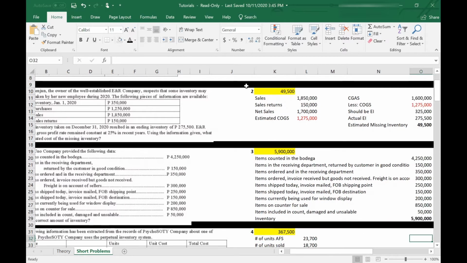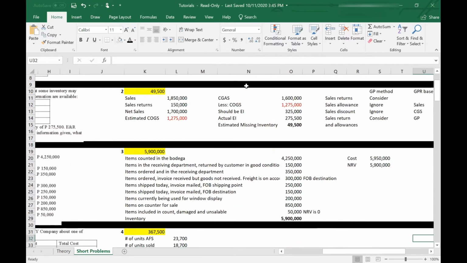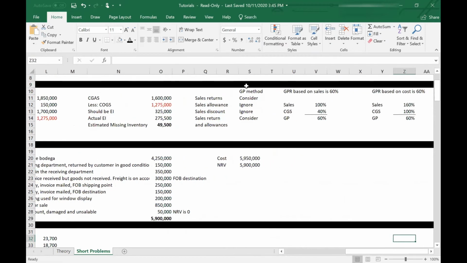Before we go straight ahead to the problem, let me first discuss some important concepts. This problem highlights the gross profit method. We actually have two methods in estimating inventory: the gross profit method and the retail inventory method. So this problem constitutes the utilization of the GP or the gross profit method. Just some concepts to remember.